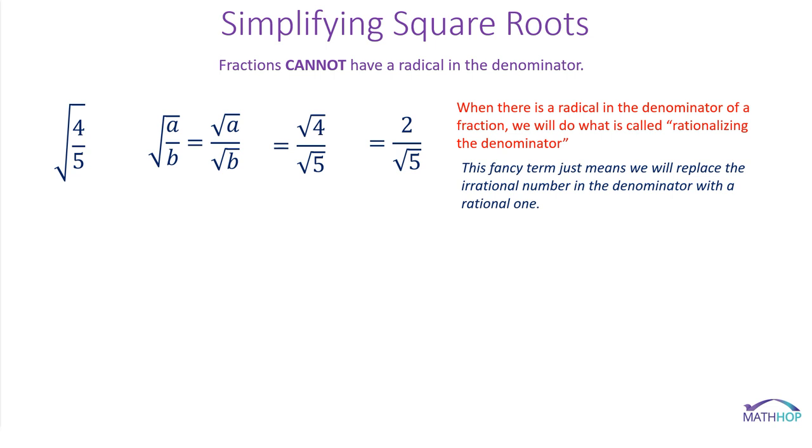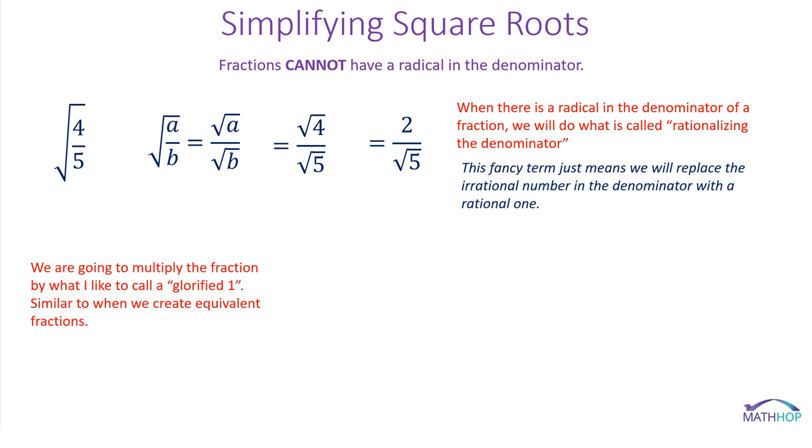When we do this, I like to say, remember when we created equivalent fractions and we multiplied by the same number in the numerator and the same number in the denominator? I call that multiplying by a glorified 1, right? When you have the same number in the numerator and the denominator, that value is 1. And that's exactly what we're going to do. We're going to grab whatever radical is in the denominator and we're going to multiply by that radical over itself.